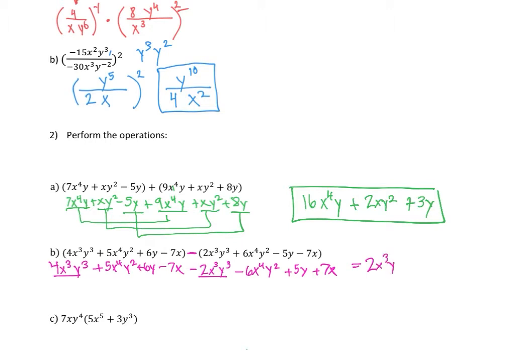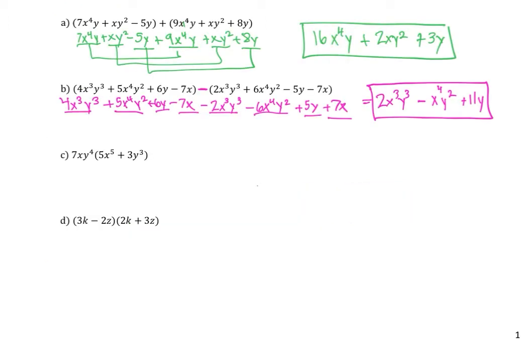2x cubed y cubed. Then I have 5x to the fourth y to the fourth minus 6x to the fourth y squared, which gives me negative x to the fourth y squared. Then I have 6y plus 5y is 11y. And then minus 7x plus 7x cancel out. So there's our answer.